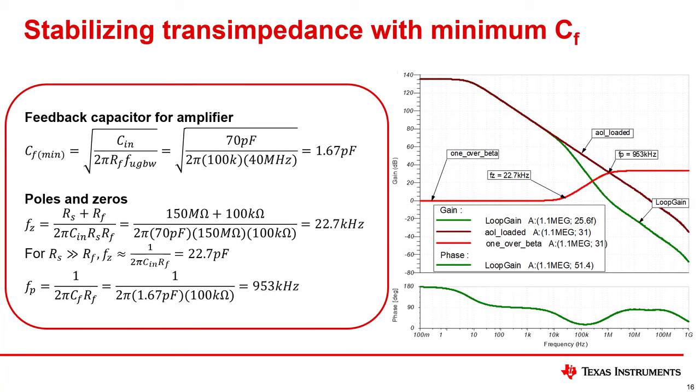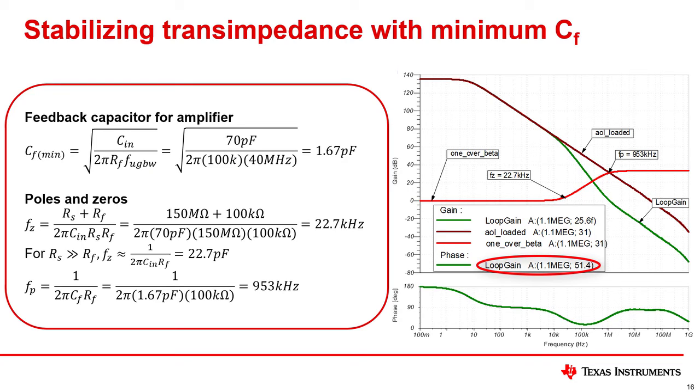Here we use the same relationship to find that the minimum feedback capacitance needed for stability is 1.67 picofarads. Choosing this capacitance flattens the 1 over beta curve at the point where 1 over beta intersects AOL. Using this capacitor improves the phase margin from 1.4 degrees to 51.4 degrees.